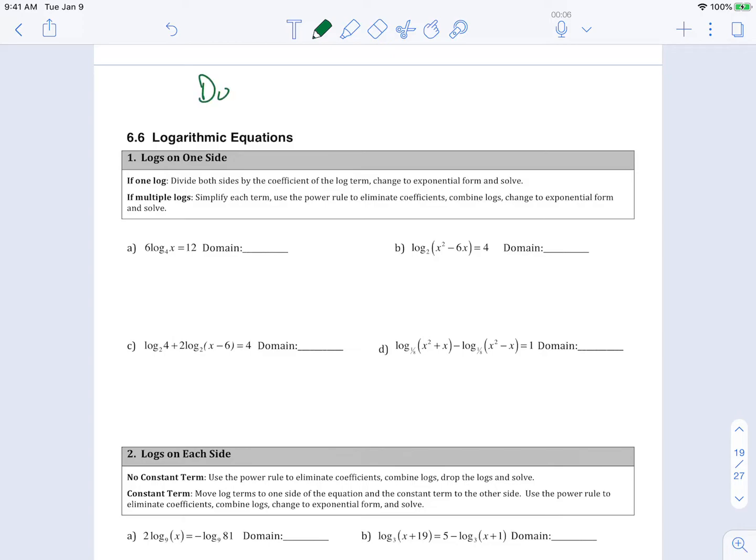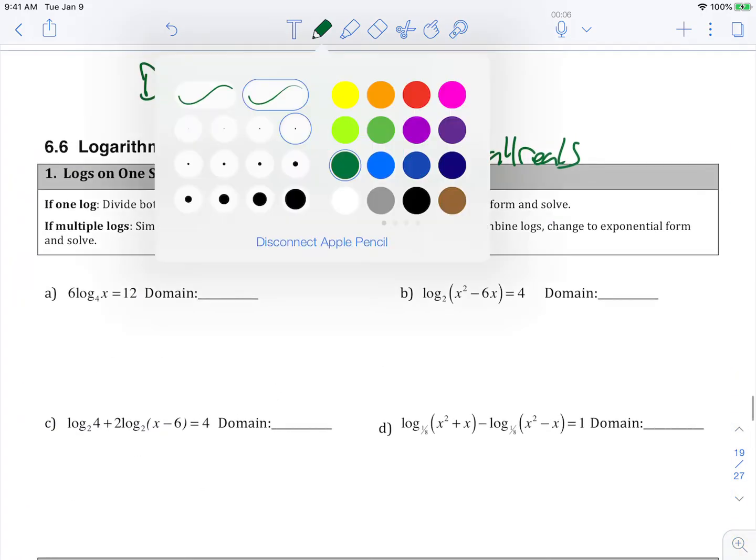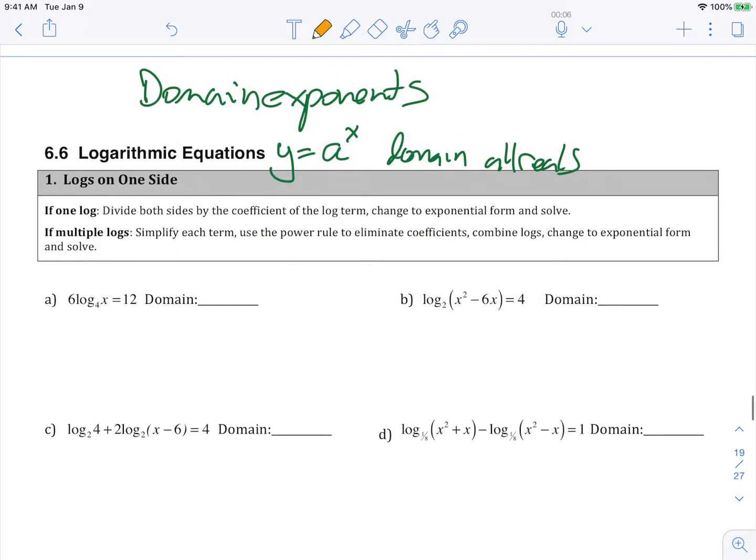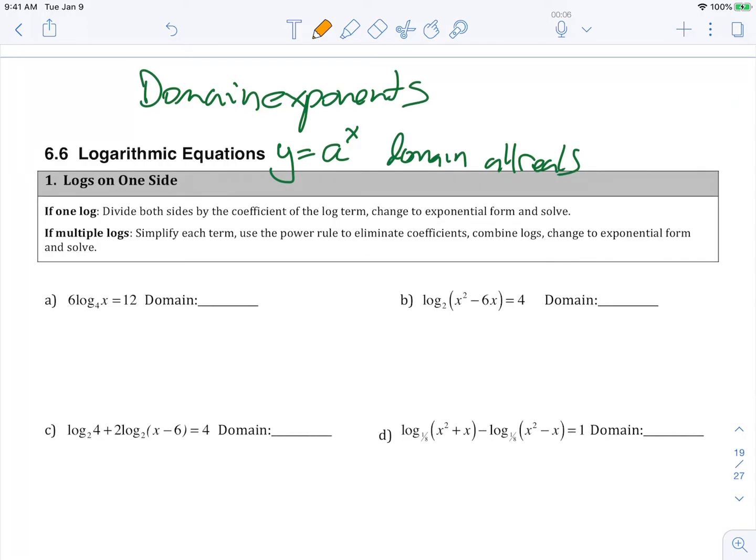We were looking at domain of exponents. We know that, for example, we have a function like y equals a to the x. The domain is all reals, which means you could basically put any x value in and you're going to get some kind of a value, right? I mean, the domain is all the possible values of x, but really when we think about it, it is what doesn't work. And for exponents, you could put any x value and you're going to be fine. However, for logarithms, those are a little bit different.